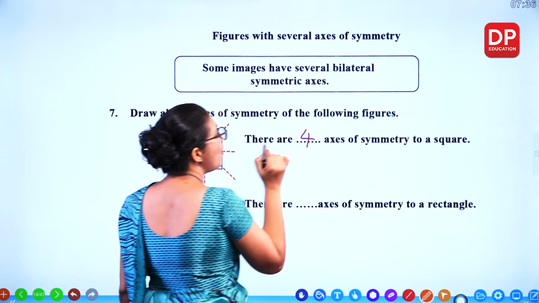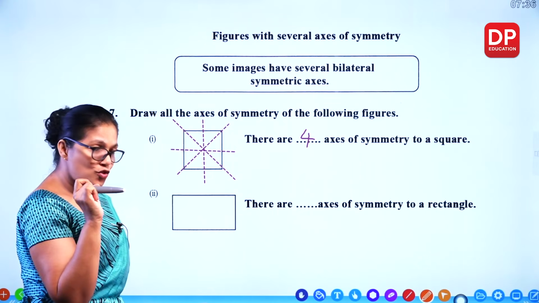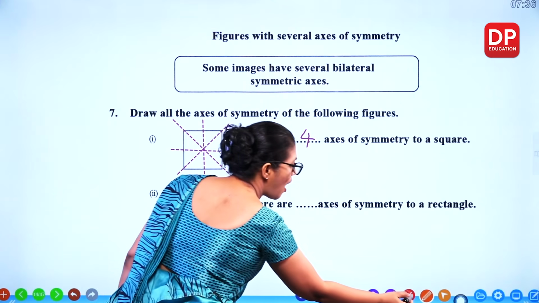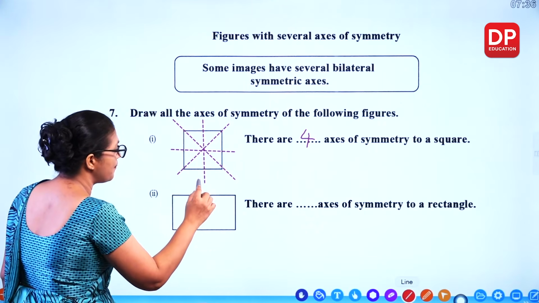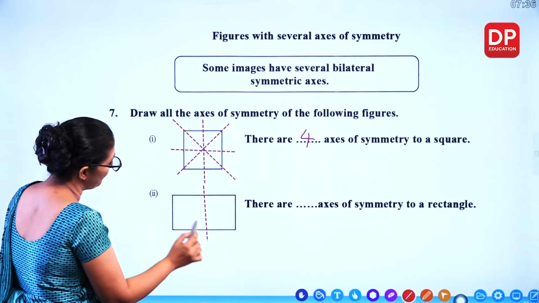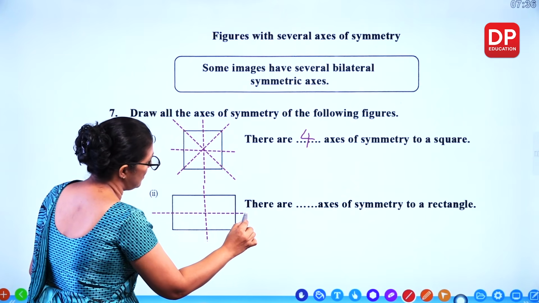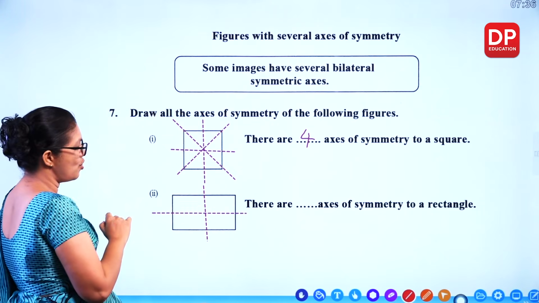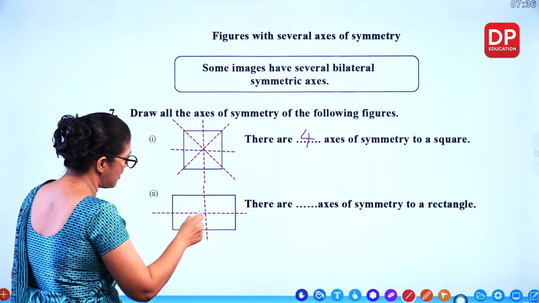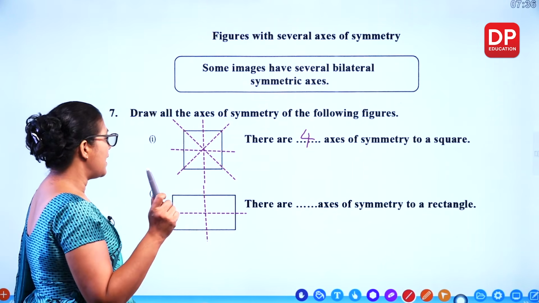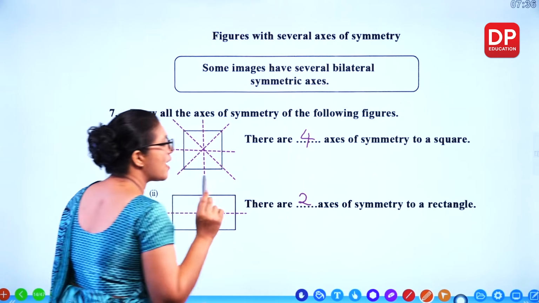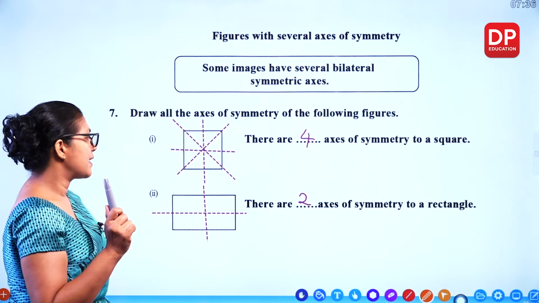There are 4 axes of symmetry to a square. What is this shape? A rectangle. Now we'll see how many symmetrical lines there are. We can divide this into 2 parts like this, and also we can divide the rectangle into 2 parts like this. Can we draw a line here? You can't. Diagonally you can't draw the line. So how many lines are there? There are 2 axes of symmetry to a rectangle.